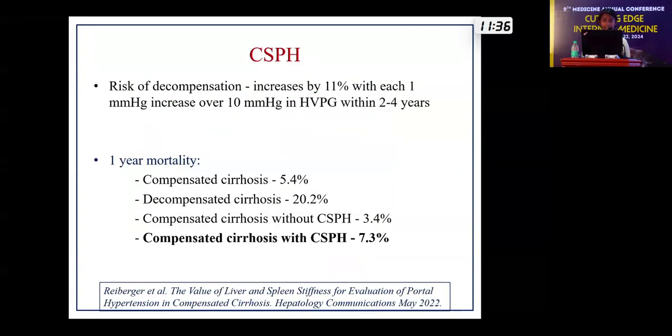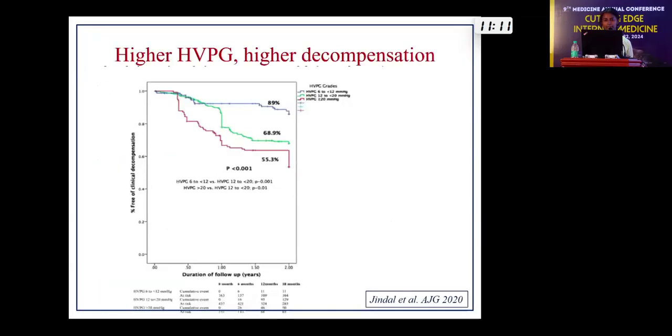So what is, again, the importance? Beyond this HVPG cutoff of 10, every 1 mmHg rise in HVPG increases the decompensation rate by 11%. You can see the last 2 slides here. Compensated cirrhosis without CSPH has a 1-year mortality of 3%, as compared to 7% when a patient has clinically significant portal hypertension.